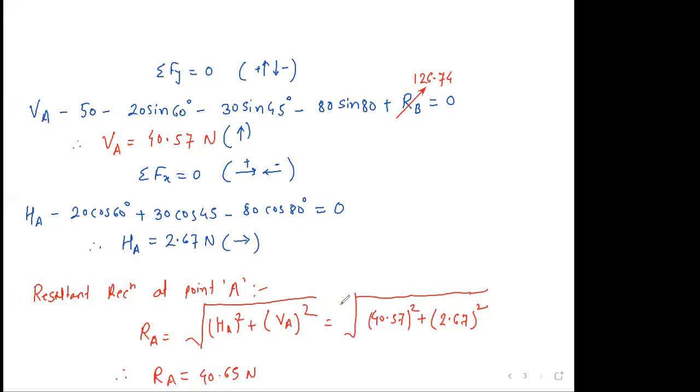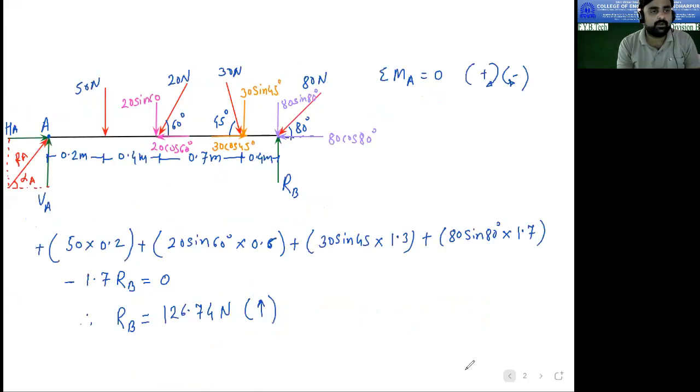Now we want to find out alpha A. So how do we find out alpha A? If you look at this figure here, this angle is alpha A. This is RA, this is VA, and this is HA. This vertical is VA, and this horizontal is HA. Now if you consider this triangle here, this angle is 90 degree, this vertical is VA, this horizontal is HA. If I use tan of alpha A over here, I will roughly write here.